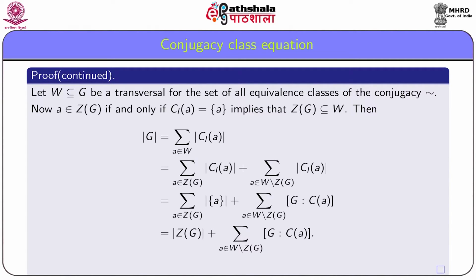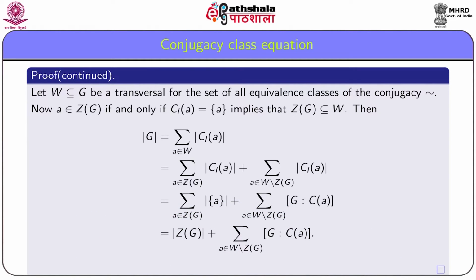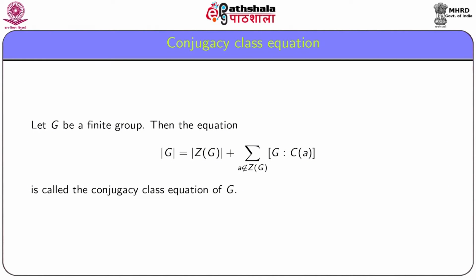If A is in Zg, then the order of CLA is equal to 1. So, the first part of the summation gives precisely the order of Zg, and the second part becomes the summation of the indices of Ca in G, where A belongs to W minus Zg, by the result that the number of conjugates of A in G is equal to the index of Ca in G. This particular equation for a finite group G is called the conjugacy class equation of G.